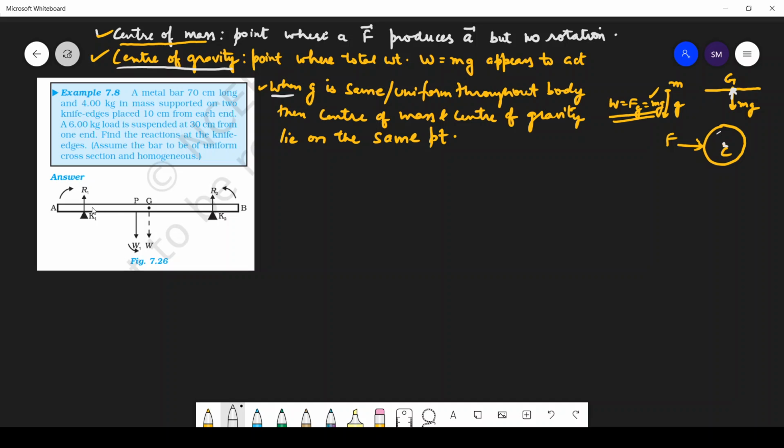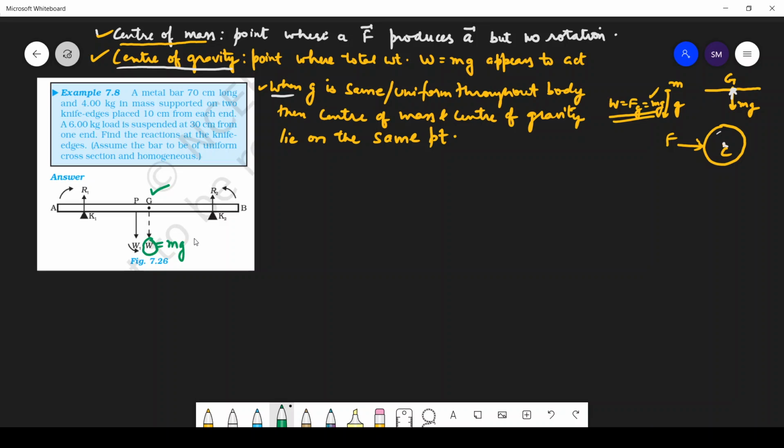Now we have this rod in this question. So where will be its center of mass or center of gravity? Its center of gravity will lie at this point G. So center of gravity lies here. What does this mean? It means this is the point where total weight of the rod appears to act, that is equal to mg. So that is the advantage of center of gravity.